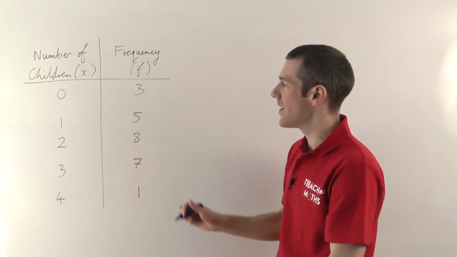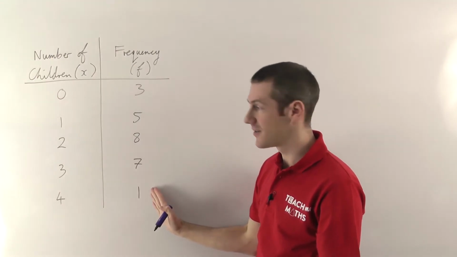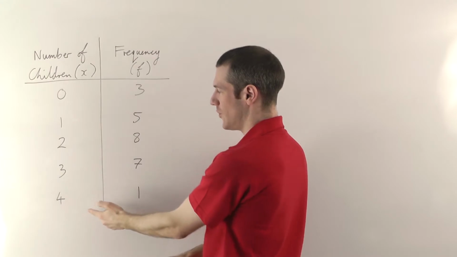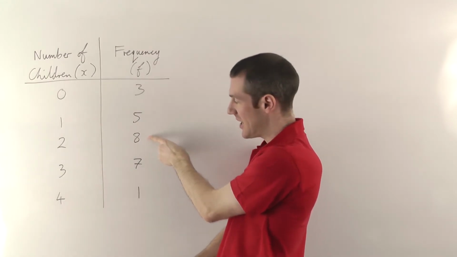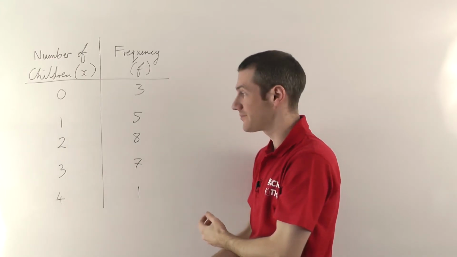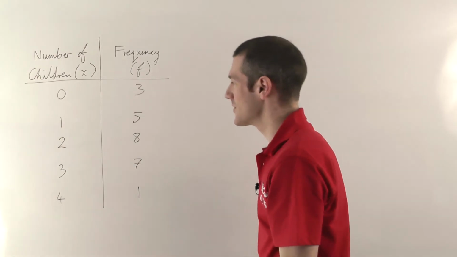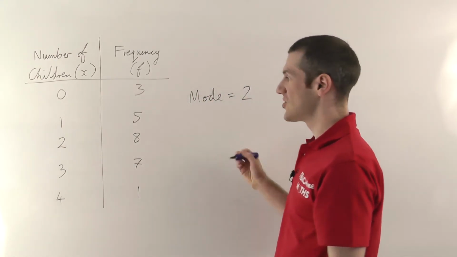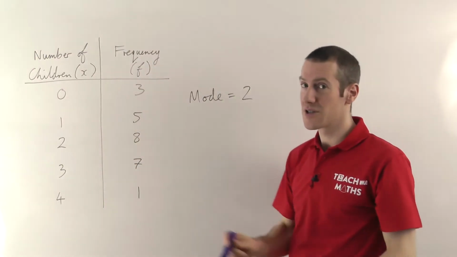So you just have to find the largest number from this list, if you like. If there are 3 zeros, 5 ones, 8 twos, 7 threes and 1 four, then there are more 2s than anything else because there are 8 of them, and 8 is bigger than all of the other numbers. And that's it. So if you have to find the mode of a frequency distribution, in this case the mode is 2. There are more 2s in the long list of numbers than anything else.